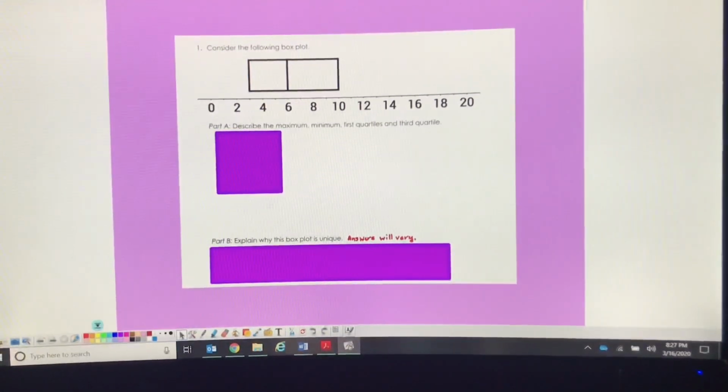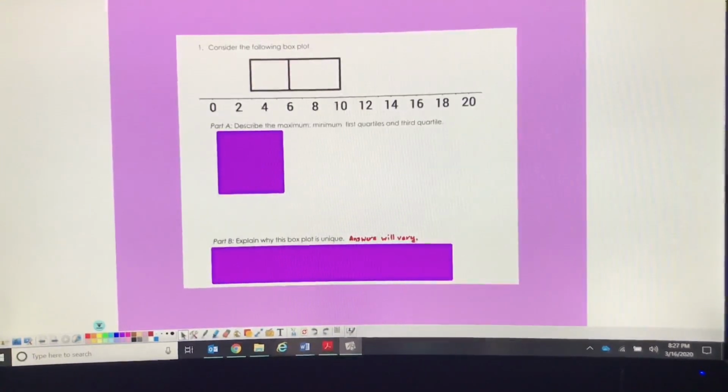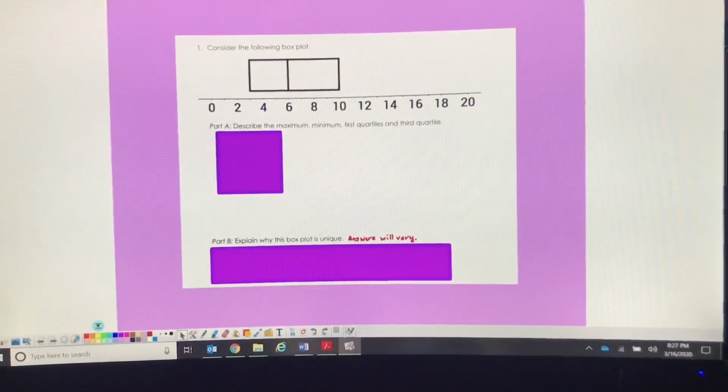Let's take a look at this box plot. Feel free to pause the video and attempt to answer part A and part B by yourself. If you'd like to do so, pause now, answer, and press play.